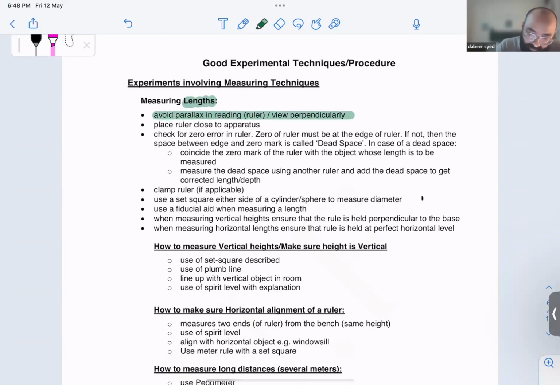Now when you're measuring length, ठीक है, जब आप length measure कर रहे हैं, you have to avoid parallax error, hence you have to make sure that you're viewing perpendicularly. कोशिश करें that the ruler is placed close to the apparatus. सबसे अच्छी बात क्या है? Ruler is in touch with the apparatus.